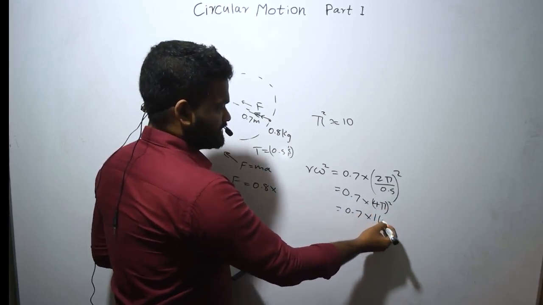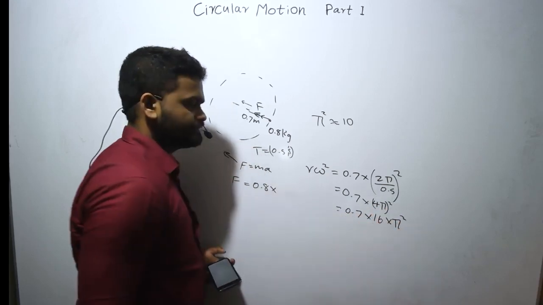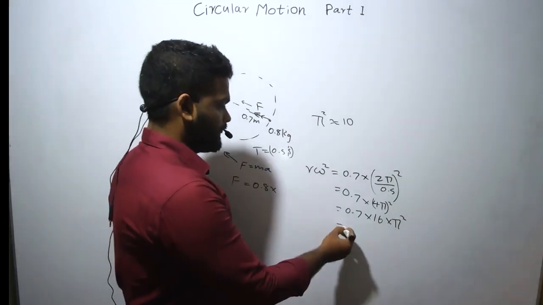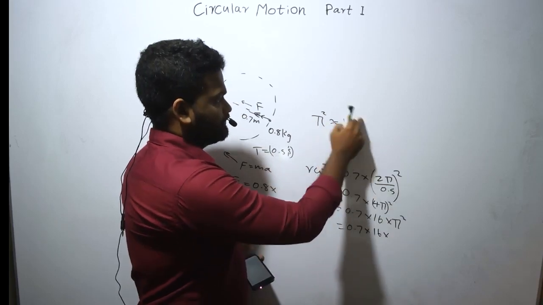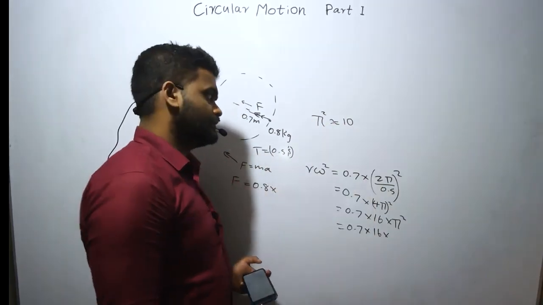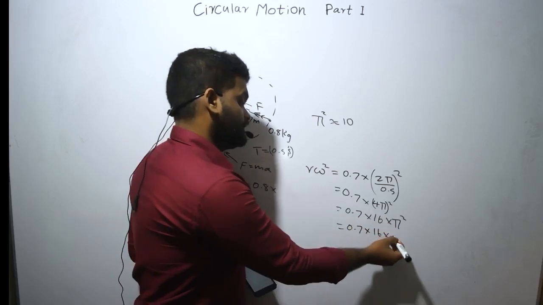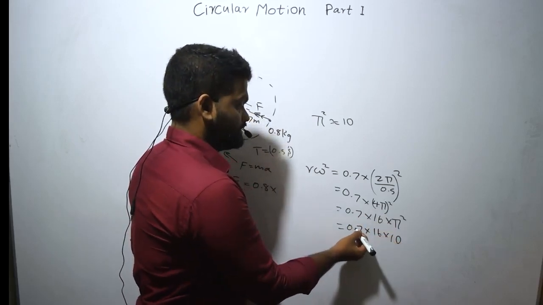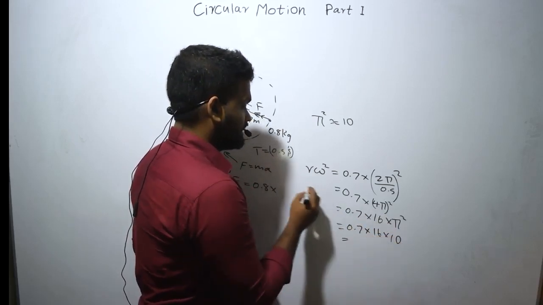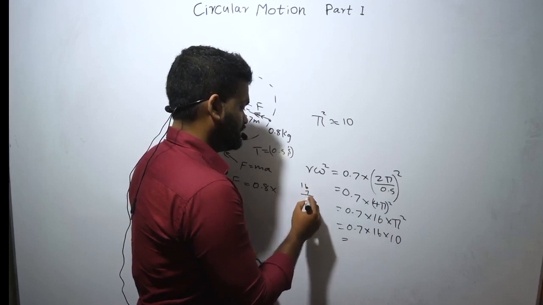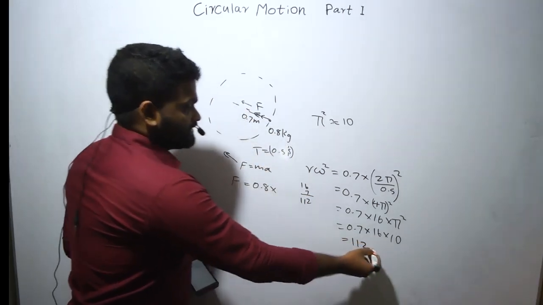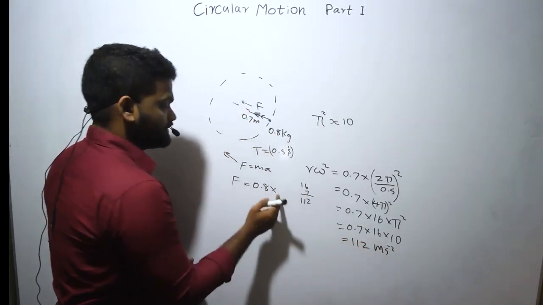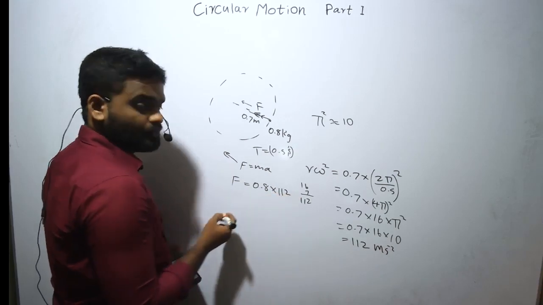0.7, 4 squared means 16. Then you get pi squared. 0.7, 16. For this question, they have given pi squared as 10. You can take pi squared as 10, right? So 10 times 0.7, 7. 7 times 16, what do you get? 112. So this is the centripetal acceleration. Just substitute it here. 112.